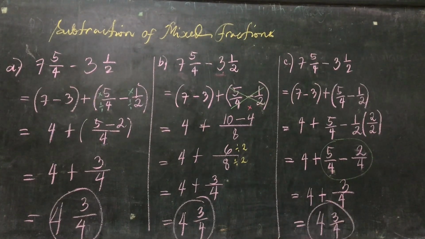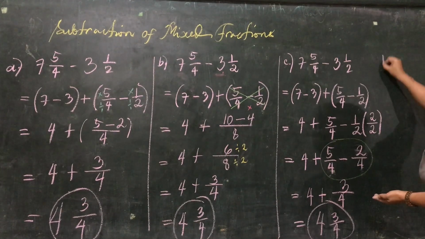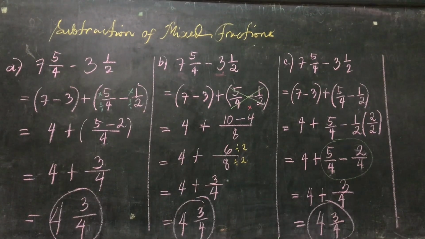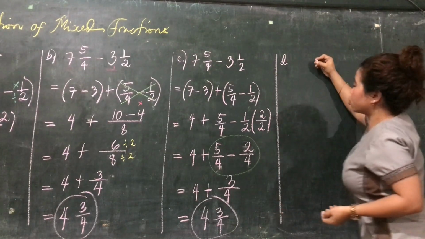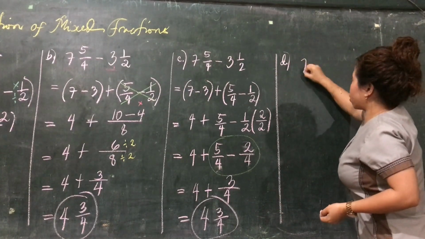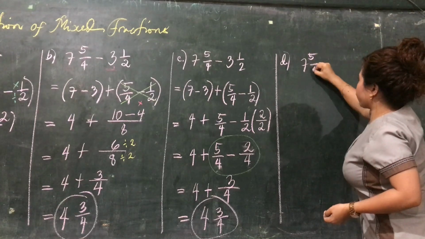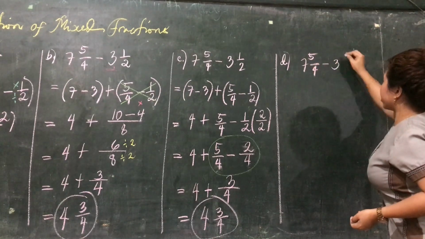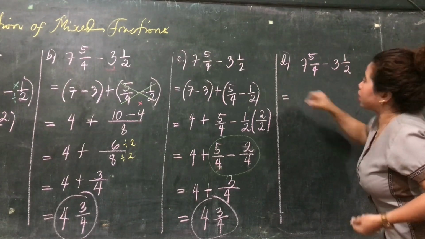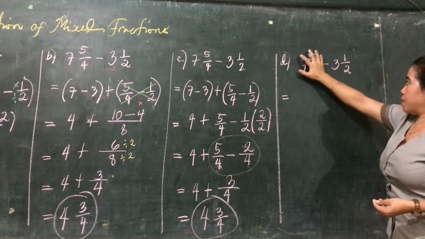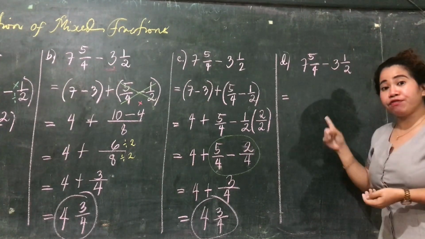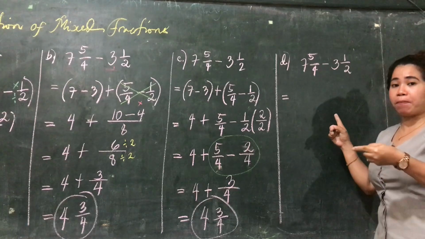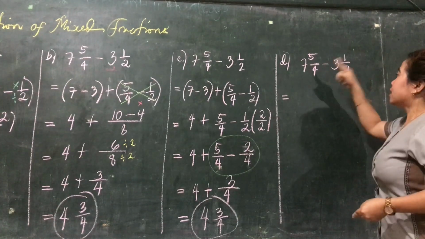So it's the same. Okay, the other way is, alright, the other way is using the same mixed fractions: 7 and 5 over 4 minus 3 and 1 over 2 equals. We will transform these two mixed numbers into improper fractions. I have a video about how to transform mixed to improper and vice versa. Please watch it.